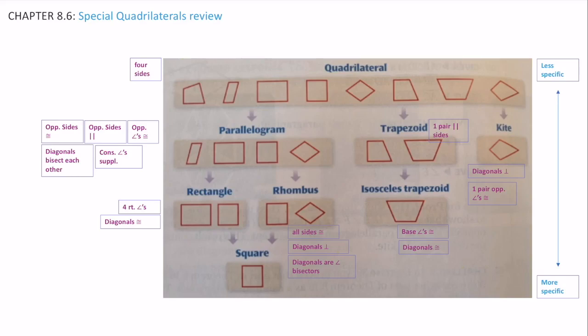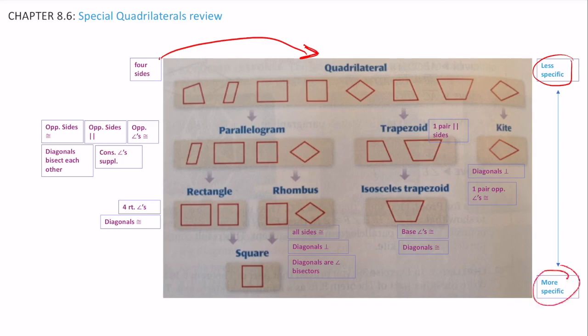It's about reviewing the special quadrilaterals we've gone over and how they relate to each other, and then being able to determine, based on whatever information they give us, how specific can we be? So less specific would be quadrilateral. It's a four-sided figure. If we know it's a quadrilateral, it just means it has four sides. But as we go down in this chart, we get more and more specific.